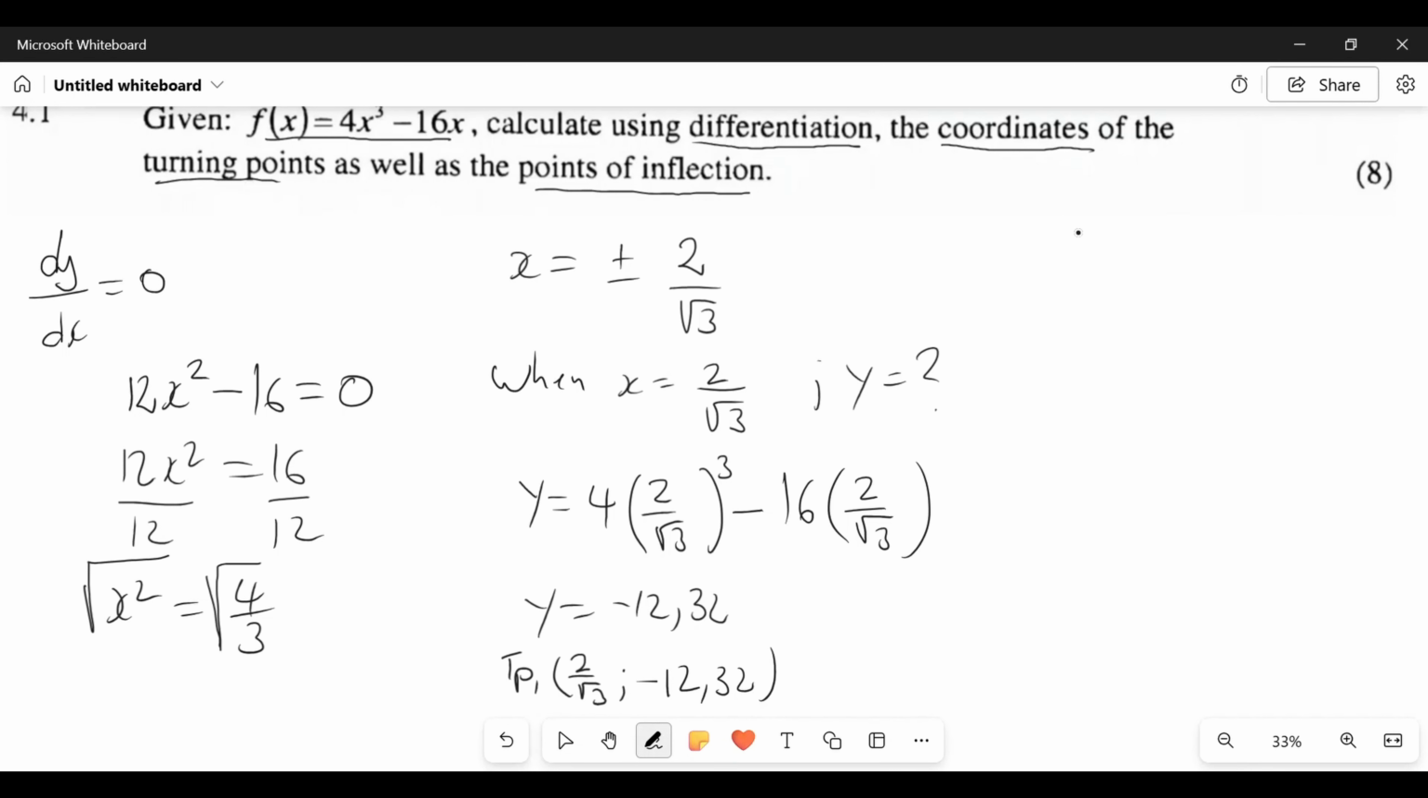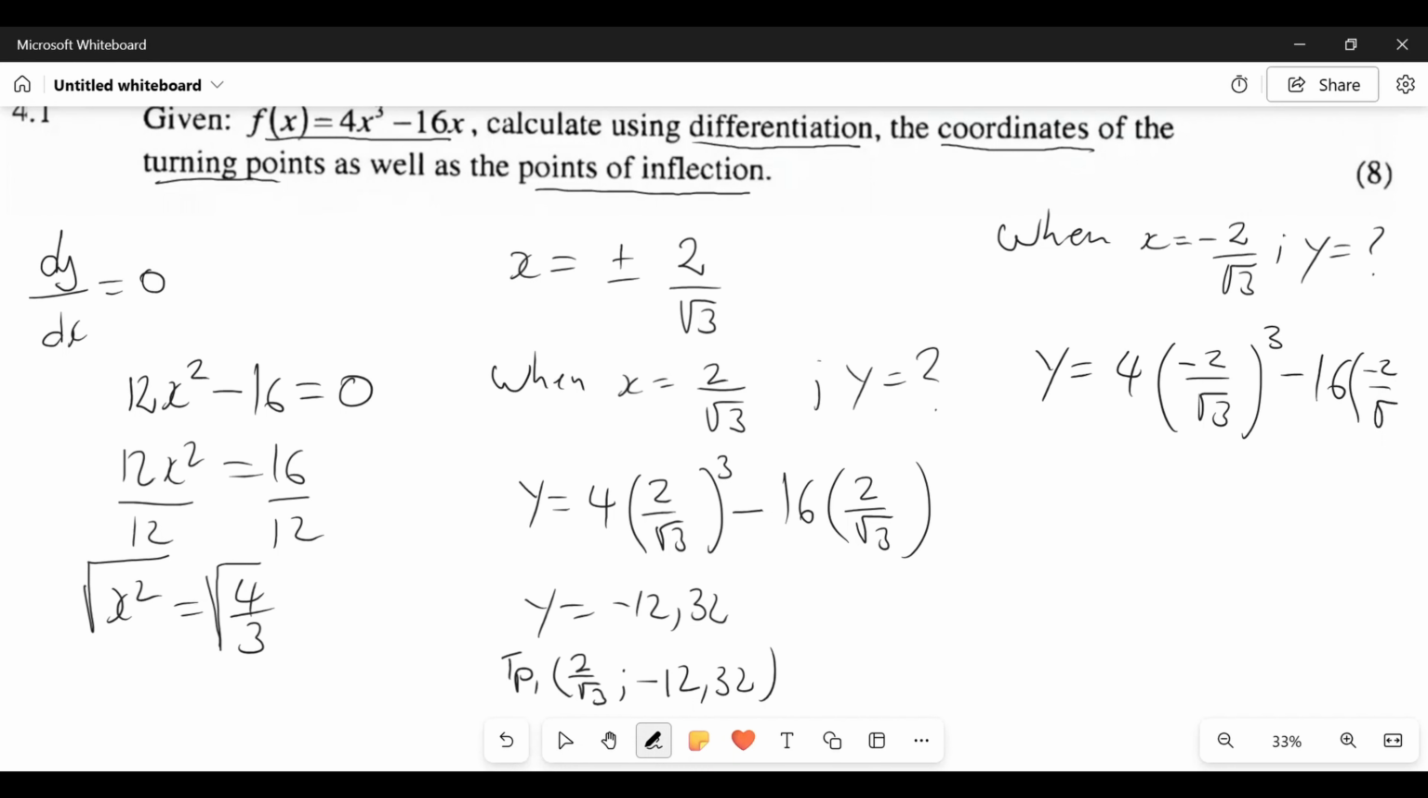Now turning point number 2, we can say when x is equal to negative 2 over root 3, what is our y there guys? Right, what is our y? So again, we're going to do what we did here. We're going to take the x value and substitute with negative 2 over root 3 into the original equation. So y is going to be equal to 4, then wherever there is x, we substitute with negative 2 over root 3 to the power of 3, minus 16, and then we have negative 2 over root 3.